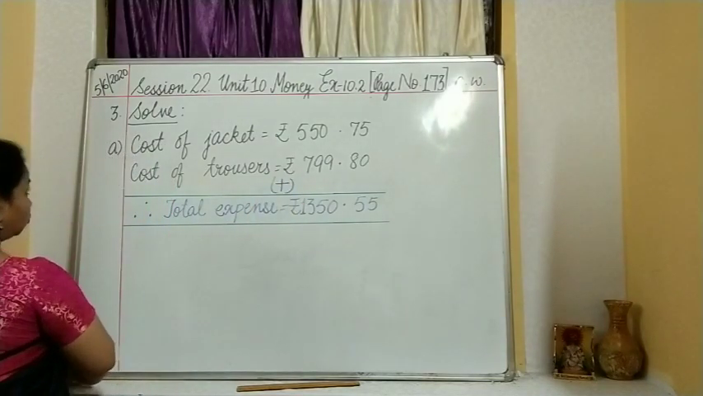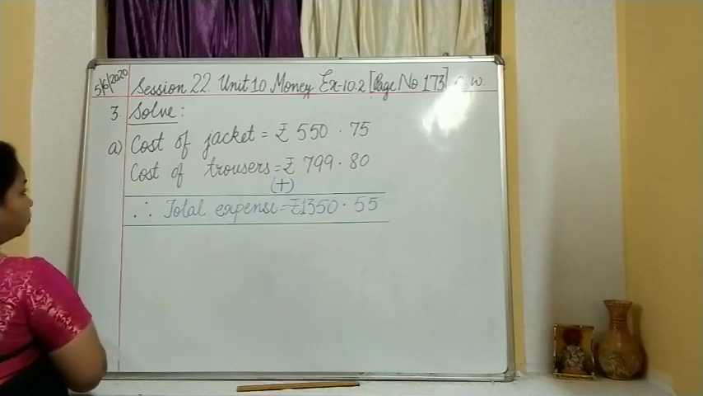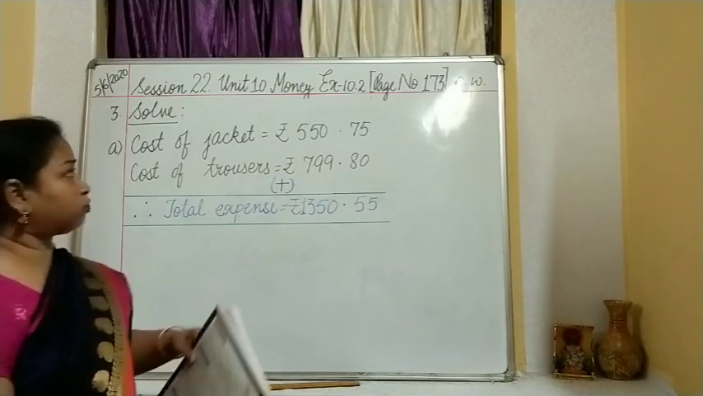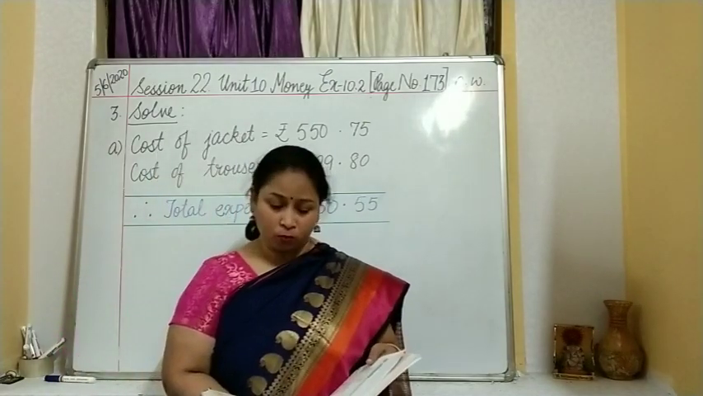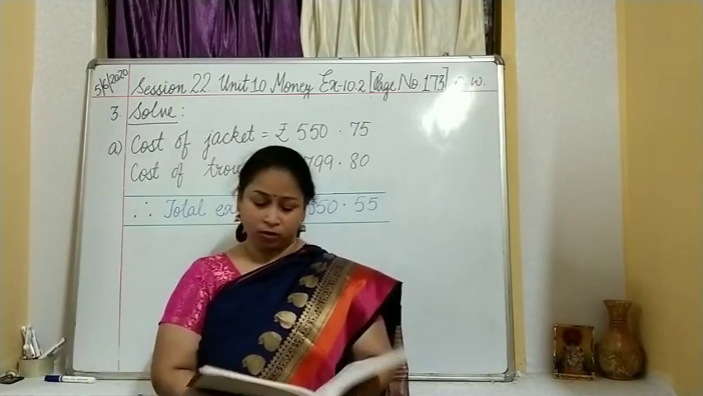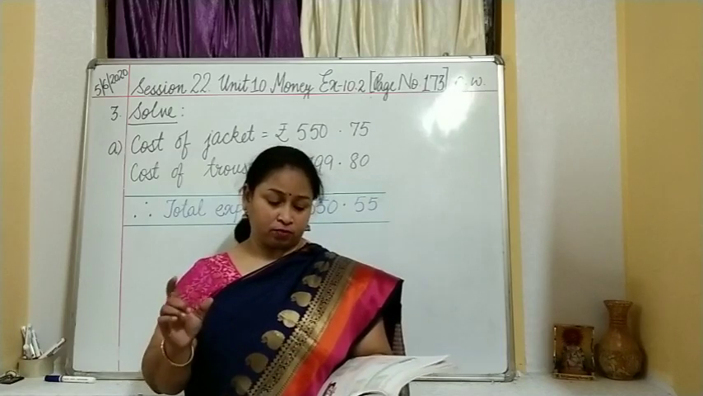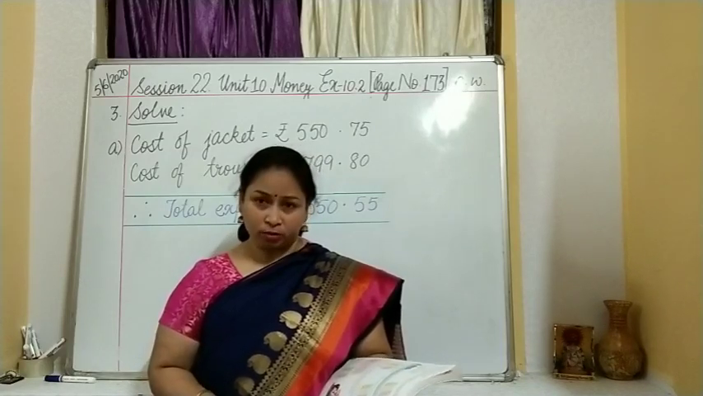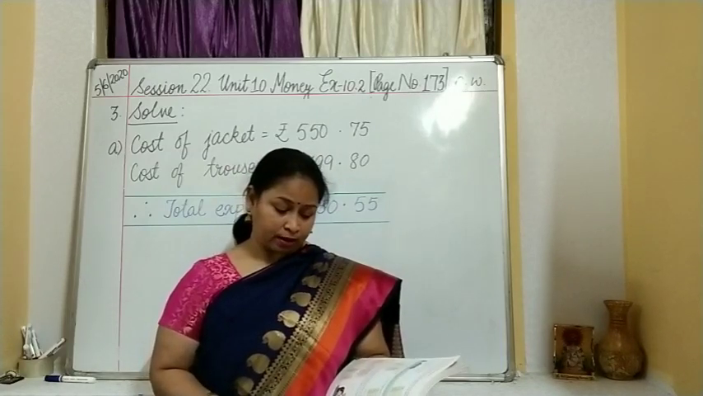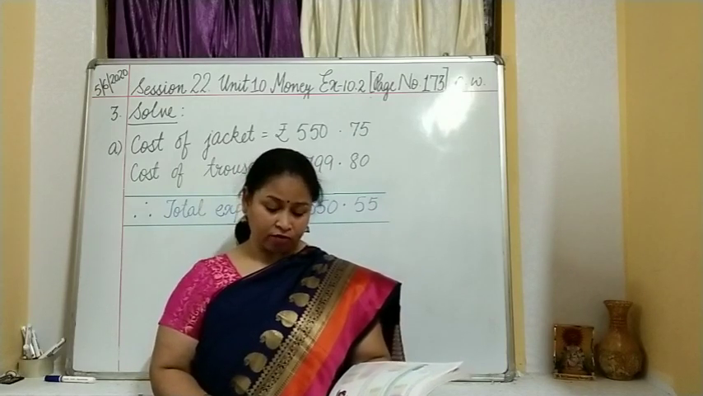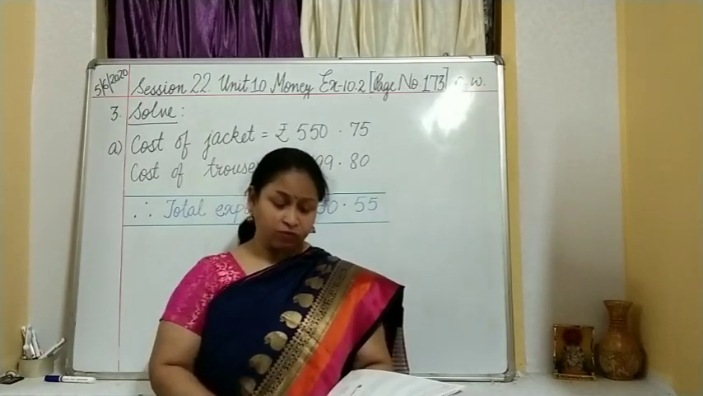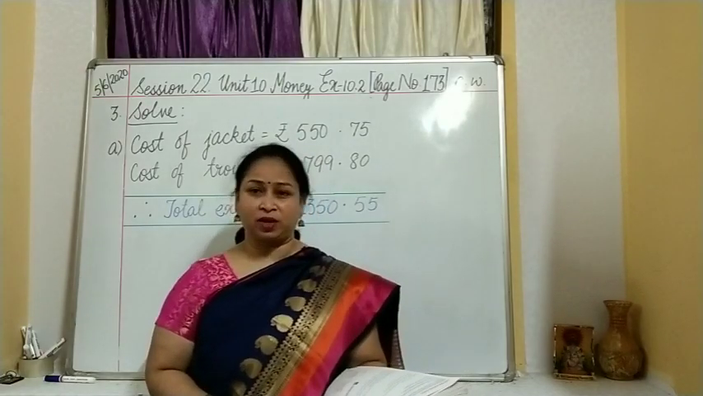Okay, so you have to do only these 3 questions from this exercise, from exercise 10.2. Question number 1, A and B, I have solved the formation of the bill. Then question number 2 I told you to skip. Then question number 3, only this question. So still we have some time left, so we can move on to exercise 10.3.